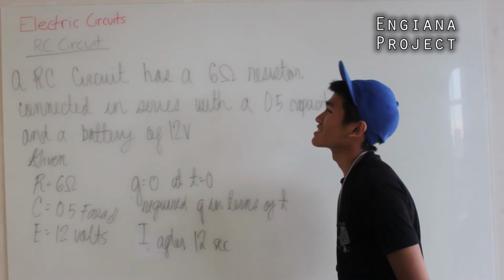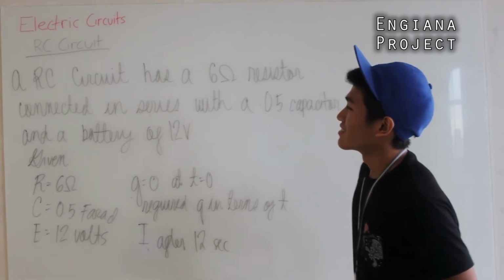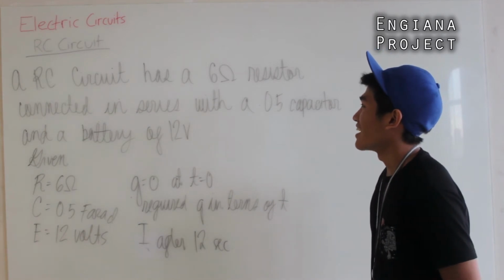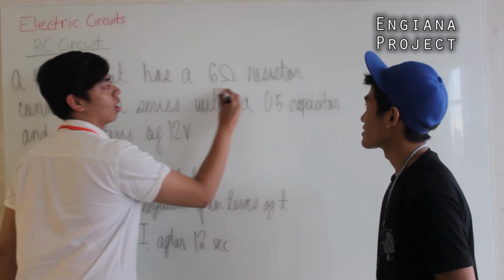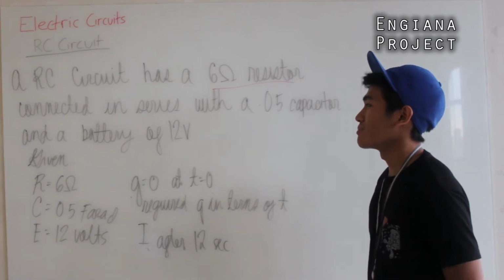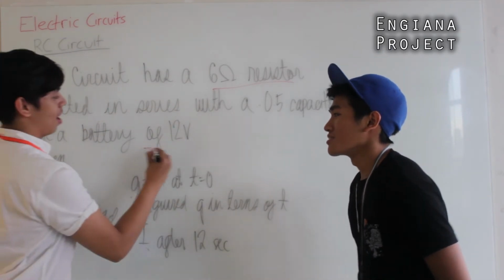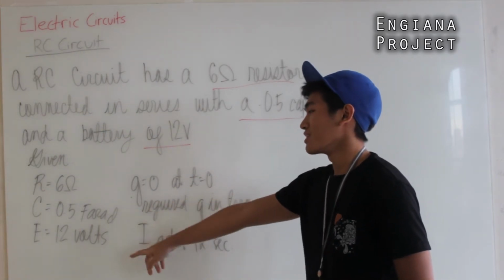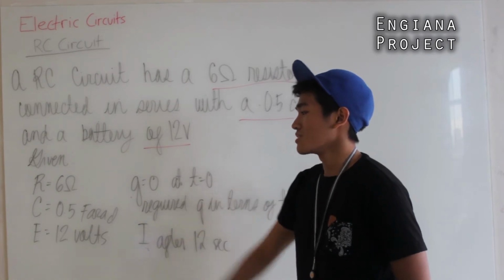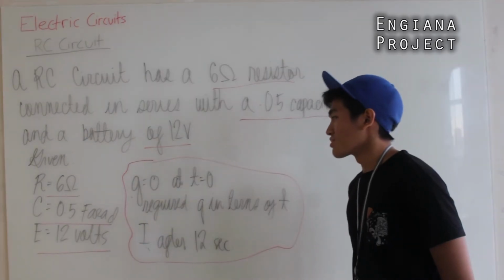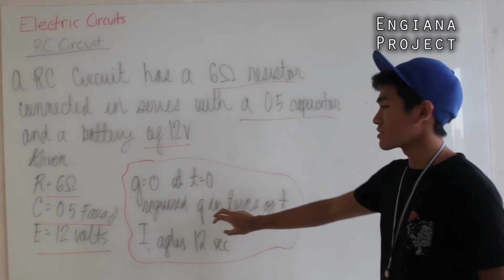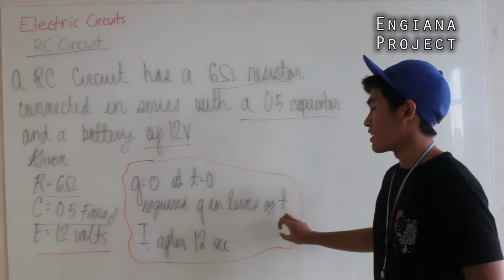So for further application of the RC circuit, we have a problem here. An RC circuit has a 6 ohm resistor connected in series with a 0.5 farad capacitor and a battery of 12 volts. So as given, R is equal to 6 ohms, capacitance is equal to 0.5 farad, and E, the total voltage, is equal to 12 volts. For the conditions, we have Q equals 0 and T equals 0.